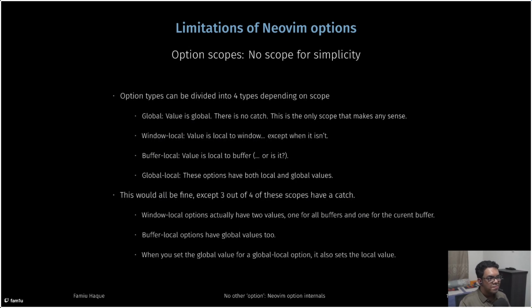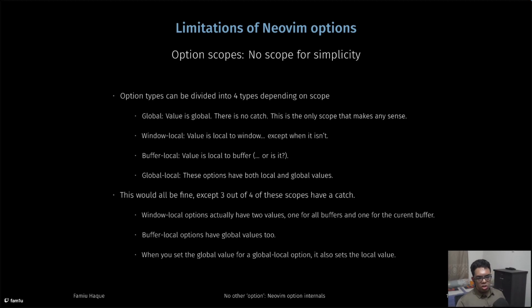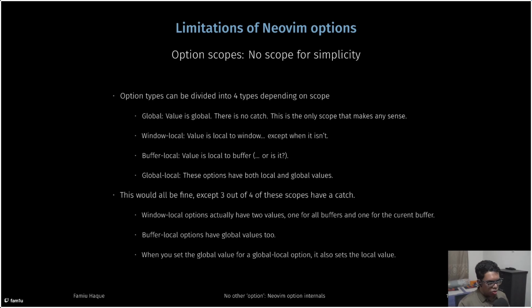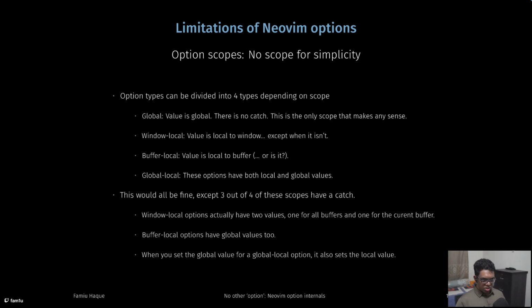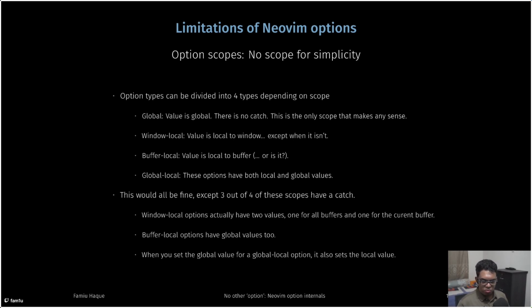Anyway, option scopes. Oh my, this is something. Options can be divided into four types depending on the scope. So there are global options. This one is straightforward. Value is global, there is no catch. This is the only one that makes sense though. The rest of them make no sense.